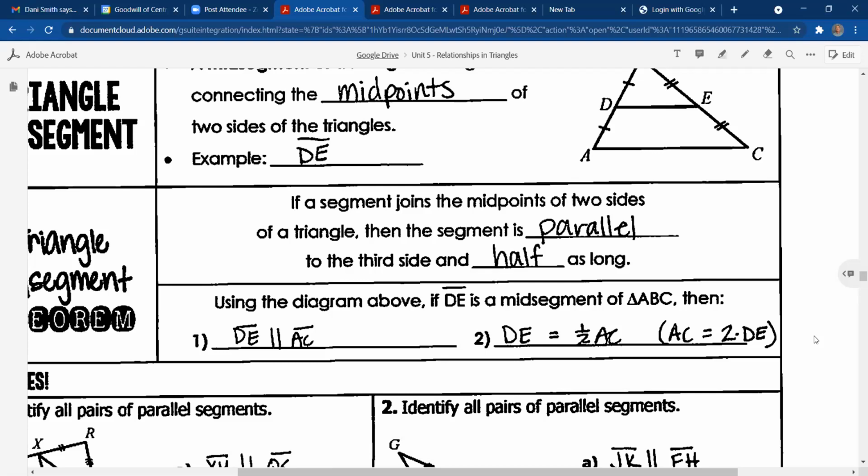If you solve that first equation for AC, what are you going to do? You're going to multiply both sides by 2, right? Because that's the way you get rid of that fraction. So if you're looking for measurements of these things, these are two relationships that you can count on. So if DE is 6, AC is going to be 12. If they tell you that AC is 18, DE is going to be 9. It's that 1/2 or 2 times relationship that you'll get used to working with in this mid-segment theorem.